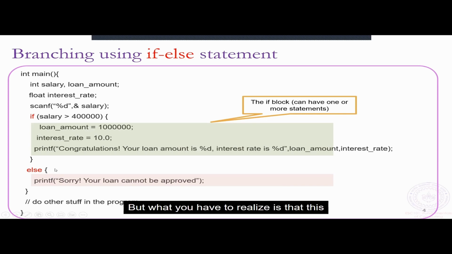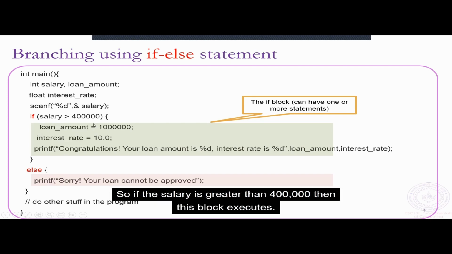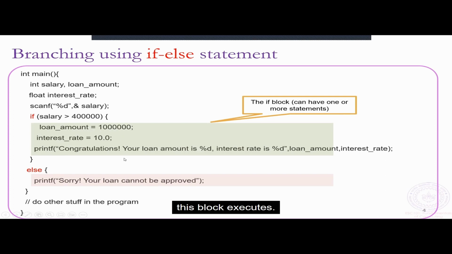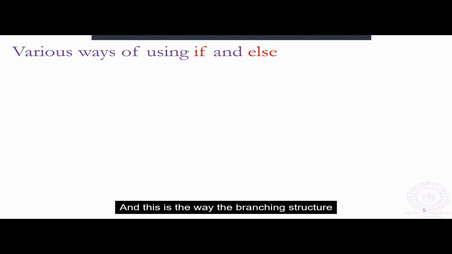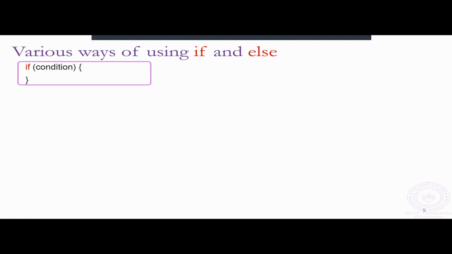But what you have to realize is that this code executes in a branching manner. So if the salary is greater than 400,000, then this block executes. And if the salary is not greater than 400,000, then this other block executes, which simply prints, sorry, your loan cannot be approved. And this is the way the branching structure can be implemented.